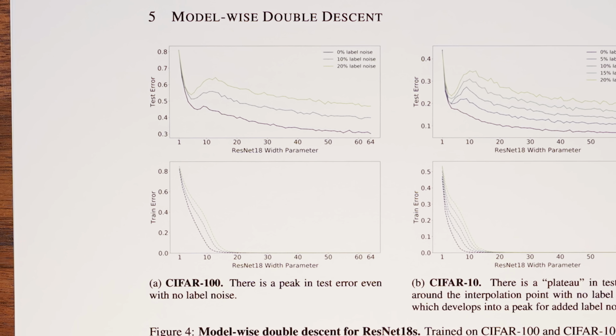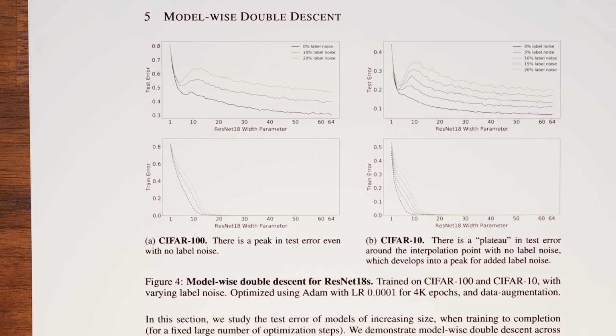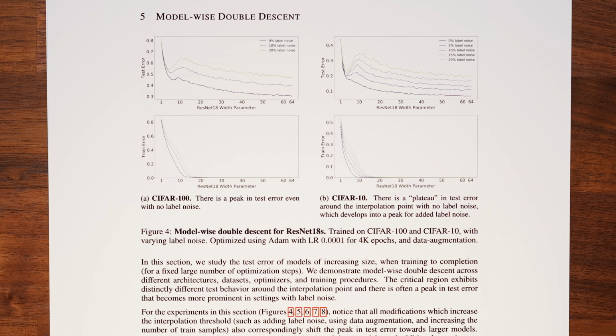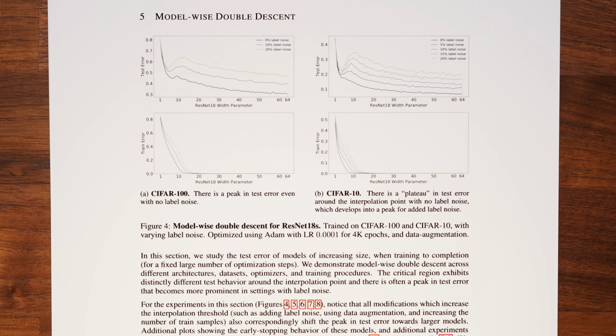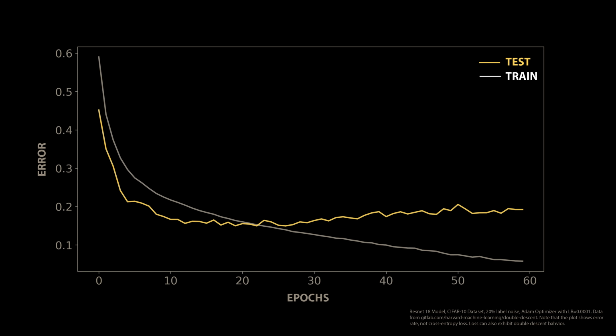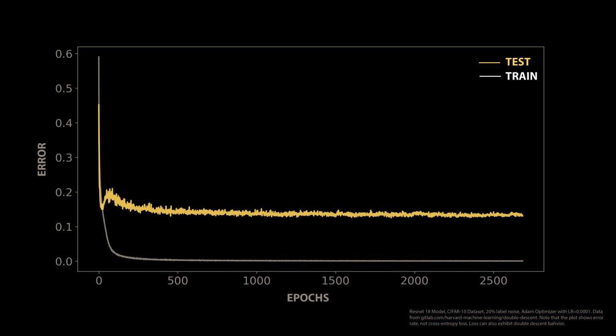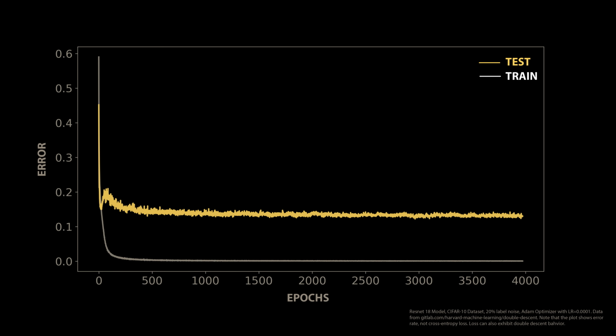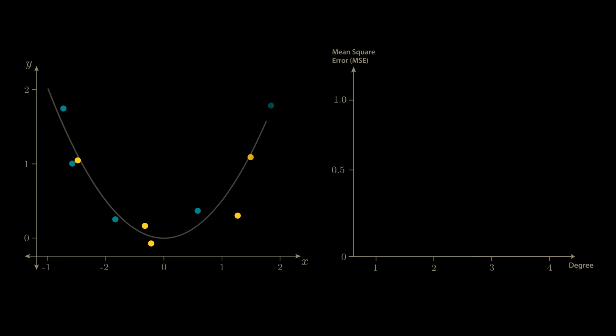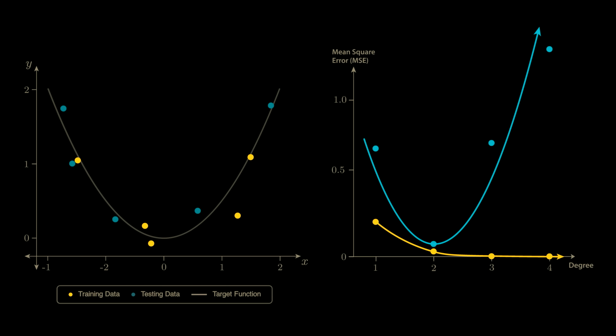CIFAR is a very clean academic dataset, so you could argue that adding label noise is a reasonable proxy for larger, noisier datasets. So double descent is a real phenomenon, but why would models behave like this? To me, seeing this behavior while training is especially confounding. Why would models start overfitting while training, only for the trend to reverse after undergoing more of the same training process? Let's return to our curve fitting example one last time.